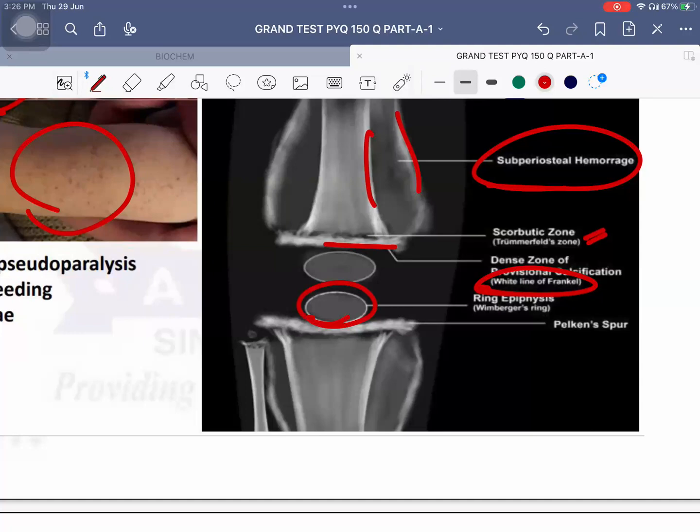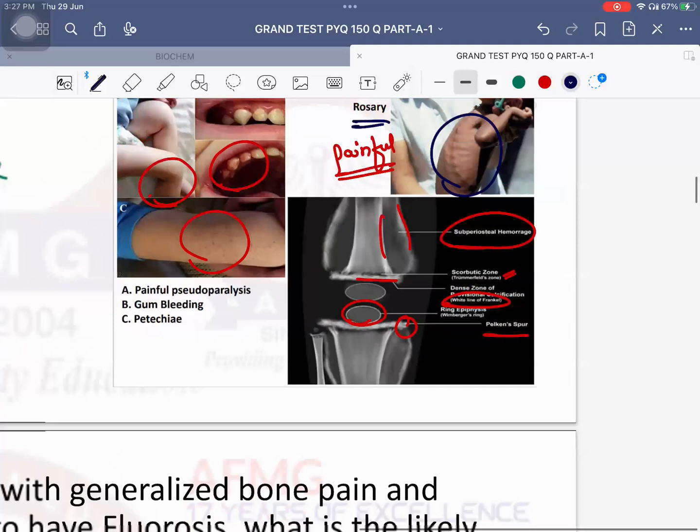Ring-like epiphysis known as which sign? Wimberger sign. And this extra growth over here is known as which spur? Pelton's spur. तो जल्दी से X-ray findings important है. क्या दिखता है? कौन से टाइप के hemorrhage? Sub-periosteal hemorrhage. The scorbutic zone at the epiphysis is known as Trummer-Feld's zone. The dense zone of provisional calcification is known as which line? White line of Frenkel. Then the ring-like epiphysis is known as Wimberger sign. And this overgrowth is known as Pelton's spur. कोई दिक्कत नहीं है इसमें.